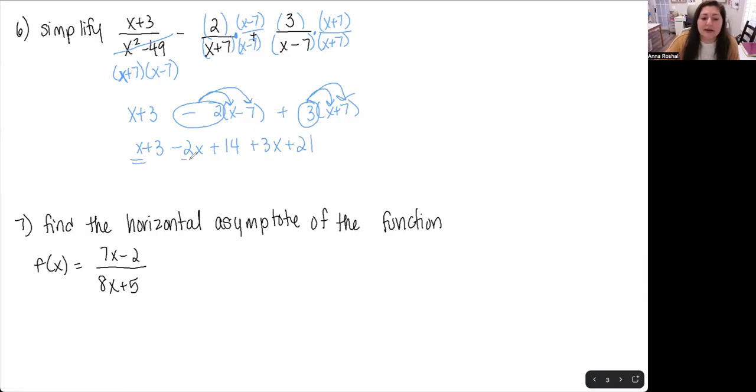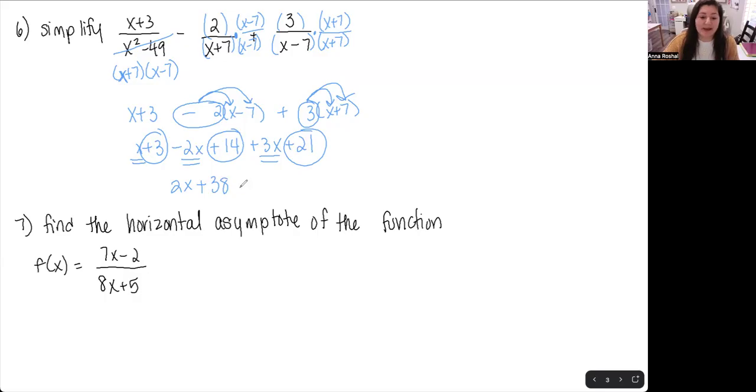And now I can go ahead and combine like terms. So I've got 4x minus 2x is 2x. And then 3, 14, and 21. So that's going to be what? 35, 38.